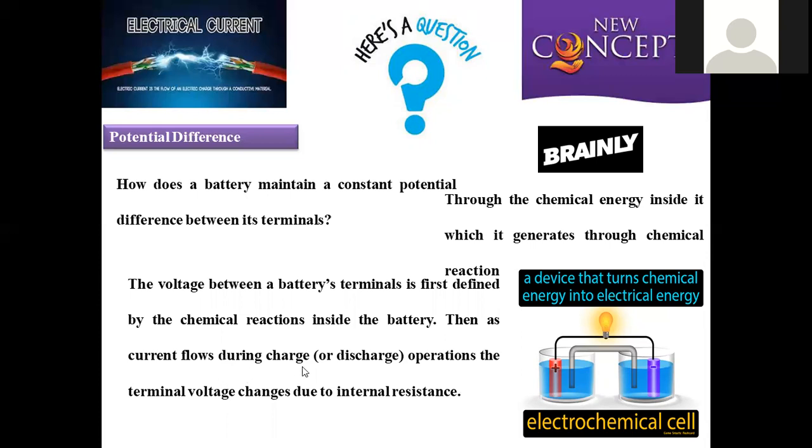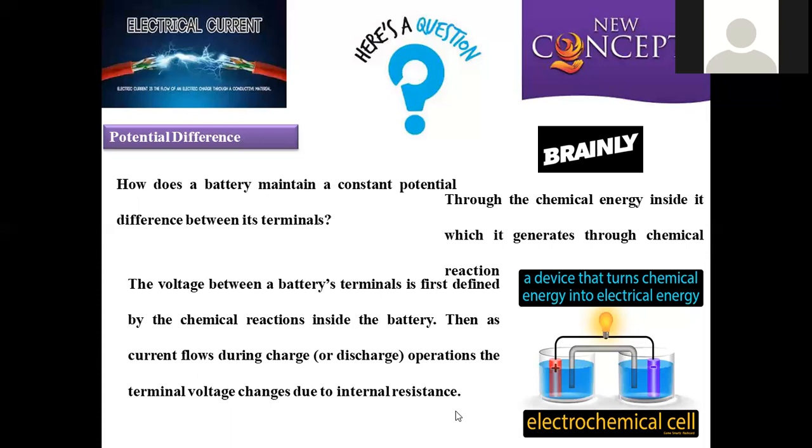Then current flows during the charge operation. The terminal voltage changes due to the internal resistance. Here, conduction is nothing but the flow of current, or the ability to move electrons from one region to another. Whereas in the opposite manner, resistance is also there. Every material has a certain extent of resistance. Some may have a higher extent, some others may have less.